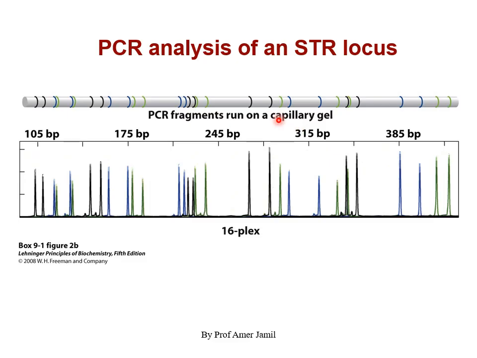So when we run these PCR fragments on the capillary gel, you see this kind of pattern, and this pattern is different in each individual. So no two individuals may have the same pattern of these PCR fragments out of these 13 loci. Locus means a place on the chromosome.